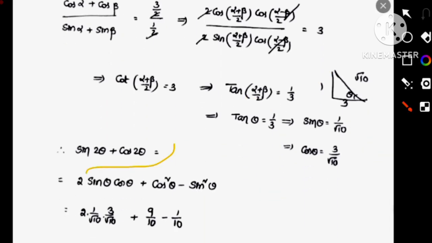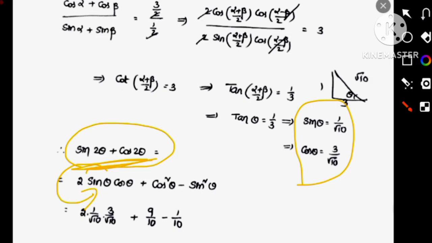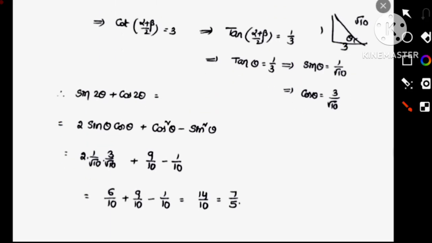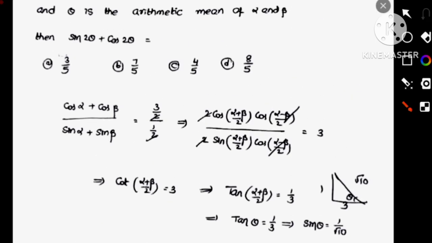Now you have to find the value of sin 2 theta plus cos 2 theta. Why are you finding these two values? To get this one. Okay, what is the sin 2 theta formula? 2 sin theta cos theta. What is the cos 2 theta formula? Cos square theta minus sin square theta. Now replace the values, then you will get the answer equal to 7 by 5. So this is the answer, which is nothing but the second option.